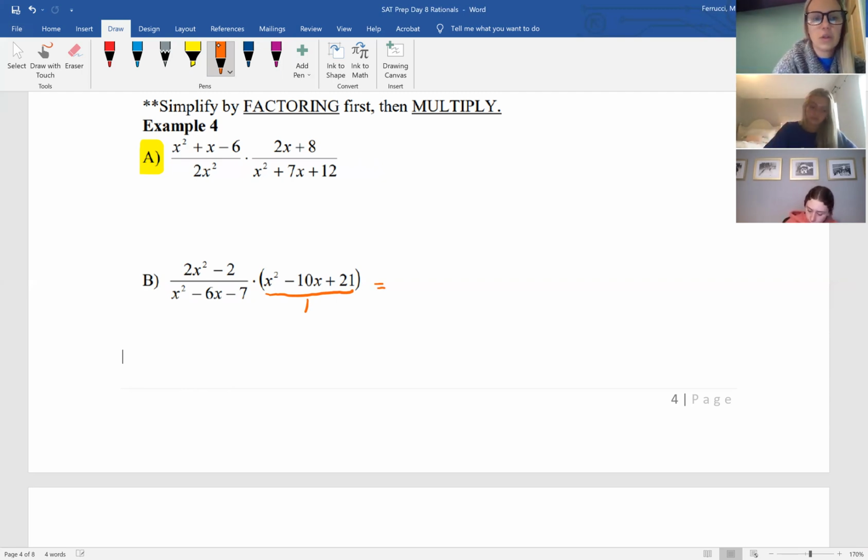Okay, so looking at this top left one, I know I can factor out a 2 and get x squared minus 1. The bottom left, you can double bubble.